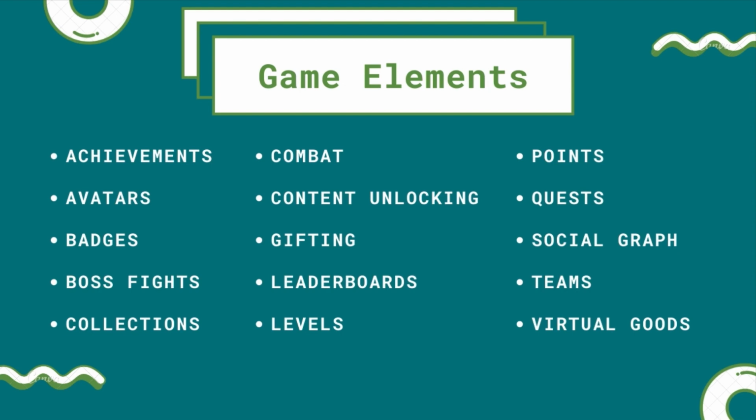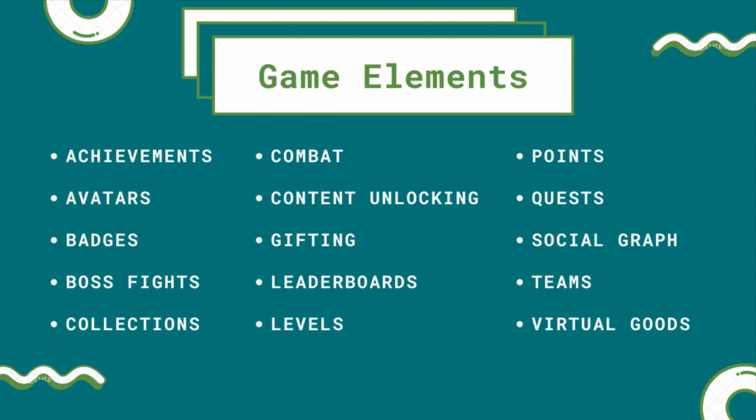Content unlocking. Content unlocking means you need to do something, maybe an achievement, maybe some leveling up, in order to get access to certain new content in the game. Gifting. Giving things to other people can actually make people want to play the game more because it feels like fun. People like to feel good about giving to others. Leaderboards. This is a list of players in order of their score. Levels and points. Should be fairly obvious, but we will talk more about this later.